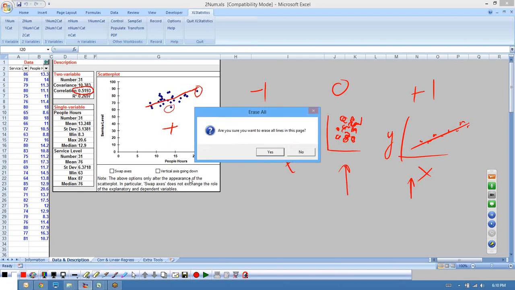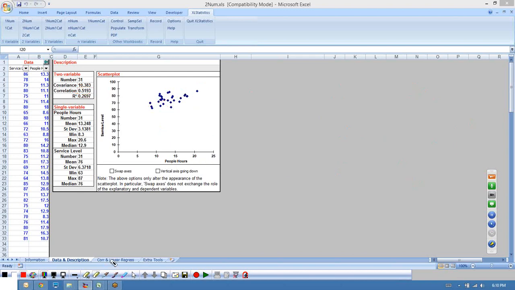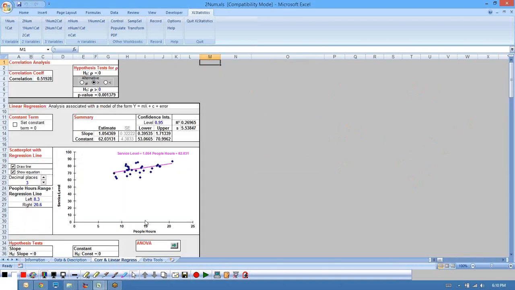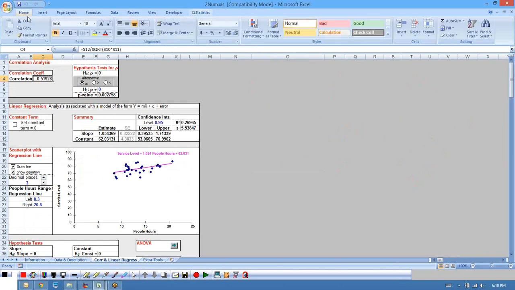If we want to see whether it's real, we have to run a test. And we're going to do that on the Correlation and Linear Regression tab. So please go to that. What we want to do here is a test of whether this correlation coefficient right here, I'm going to put that in yellow, is equal to 0 versus it's not equal to 0.